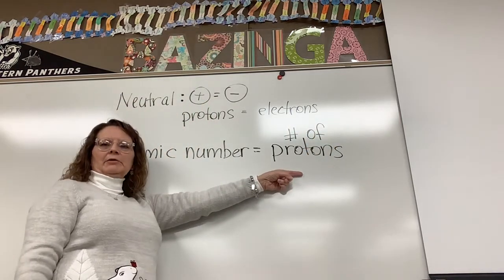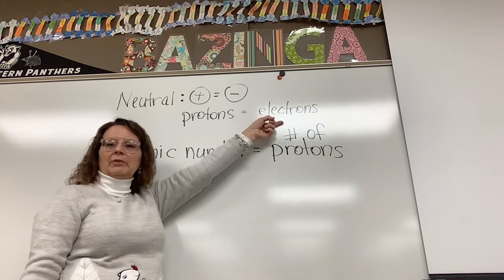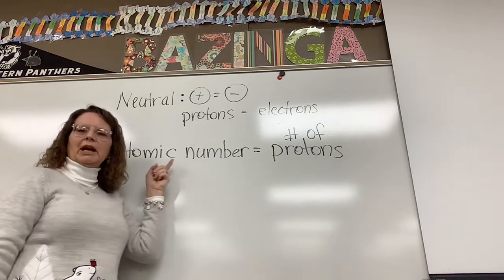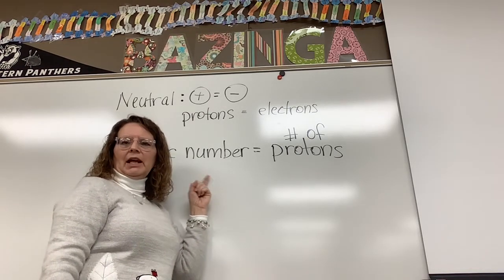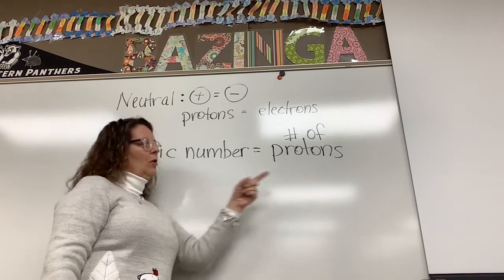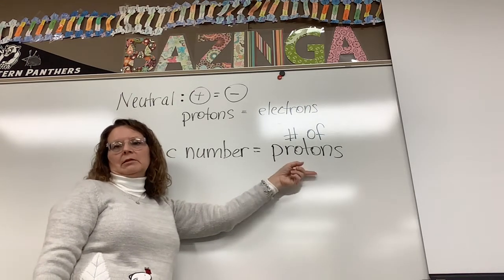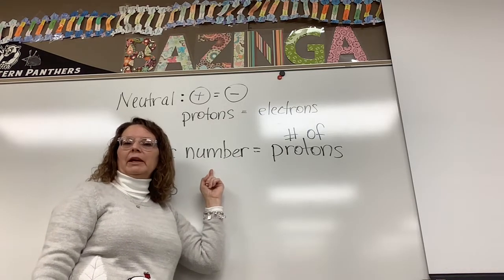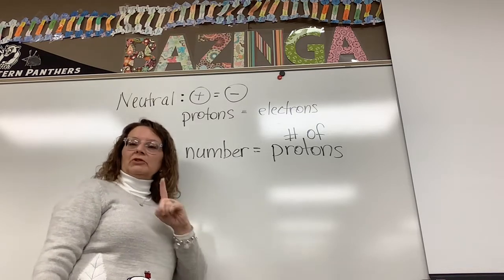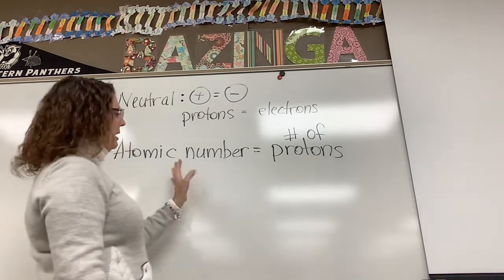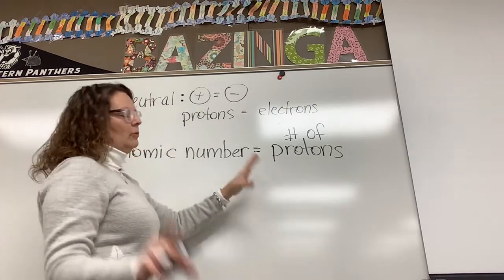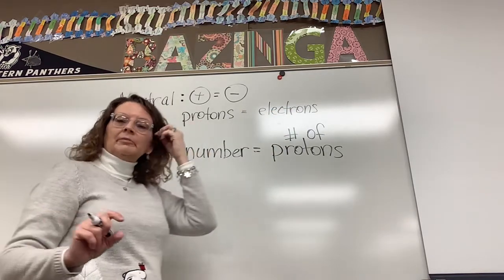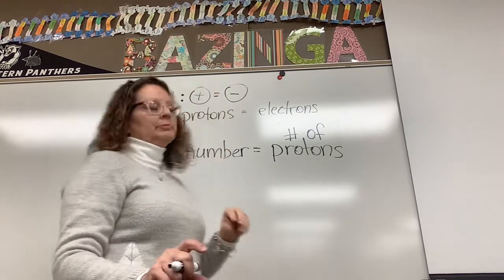If it equals the number of protons, then it also equals the number of electrons. But we don't really focus on that part because the atomic number identifies the element. Every element has its unique atomic number, or number of protons in the nucleus. So that's how you're going to find your number of protons: you're going to look at the periodic table and look for the atomic number. Once you do that, you'll know the number of protons and the number of electrons, because we're going to be filling out a table for each element that's on the table.